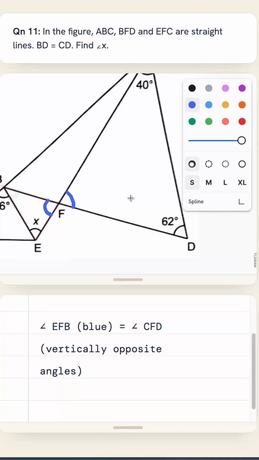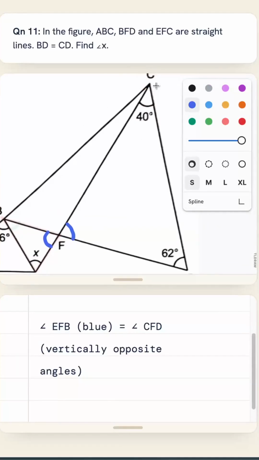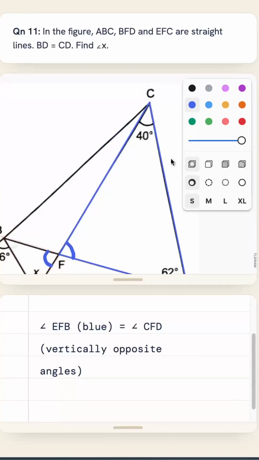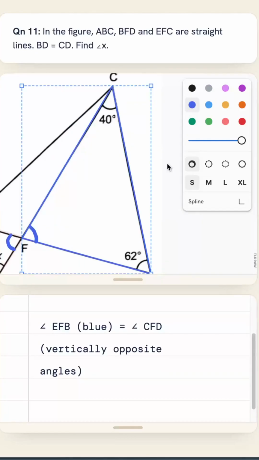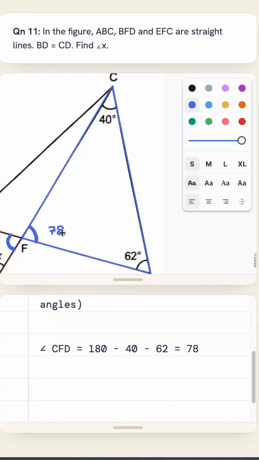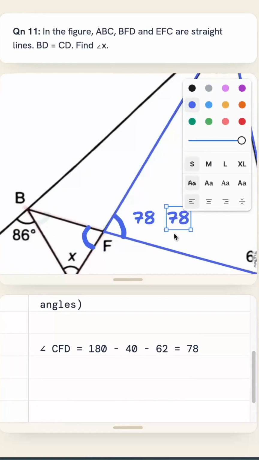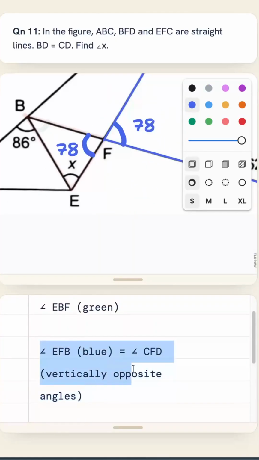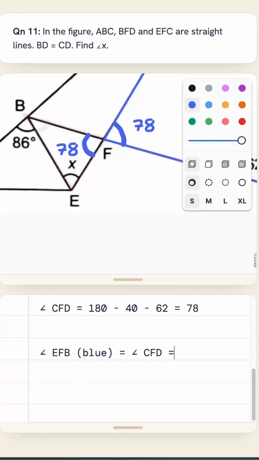And what shape is angle CFD part of? If you were to guess triangle CFD, then you're right. So triangle CFD will look something like this. So that means angle CFD is equal to 180 minus 40 minus 62, and this will be equal to 78 degrees. That's what we see over here. Since this is 78, that means this BFE is also 78 degrees. So we get one of the angles done.